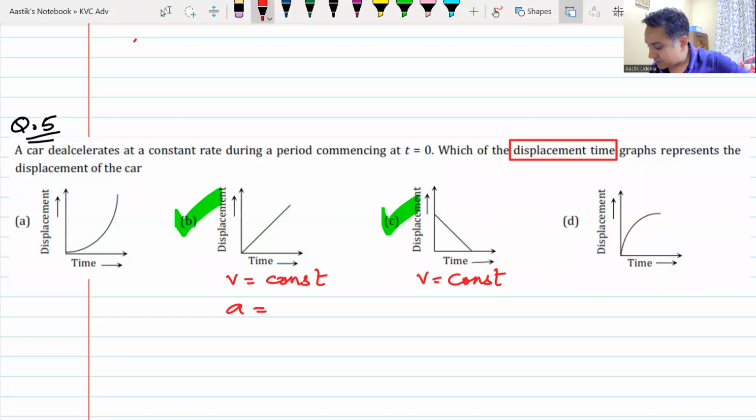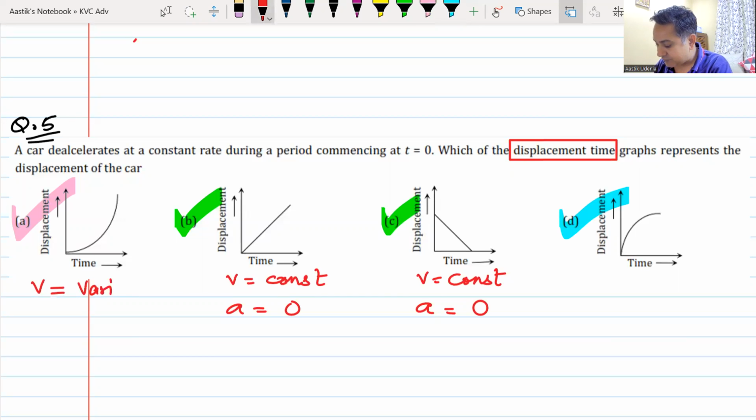If velocity is constant, my dear friends, then acceleration is zero. Do we understand this? Yes or no? Raise hands, it will give me more confidence that we are on the same line. Now look at graphs A and D, and let us try to understand the difference between the two graphs. Here velocity is variable, because the graph is not a straight line. Here also the velocity is variable. The graph is not a straight line.